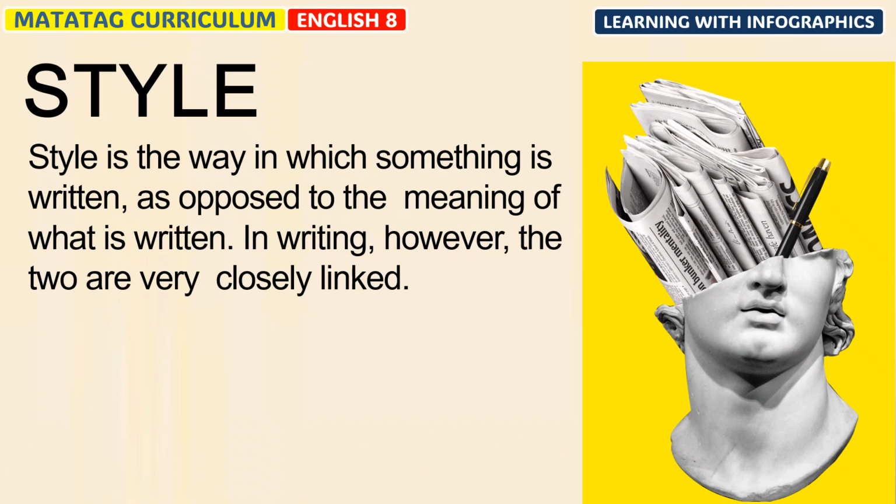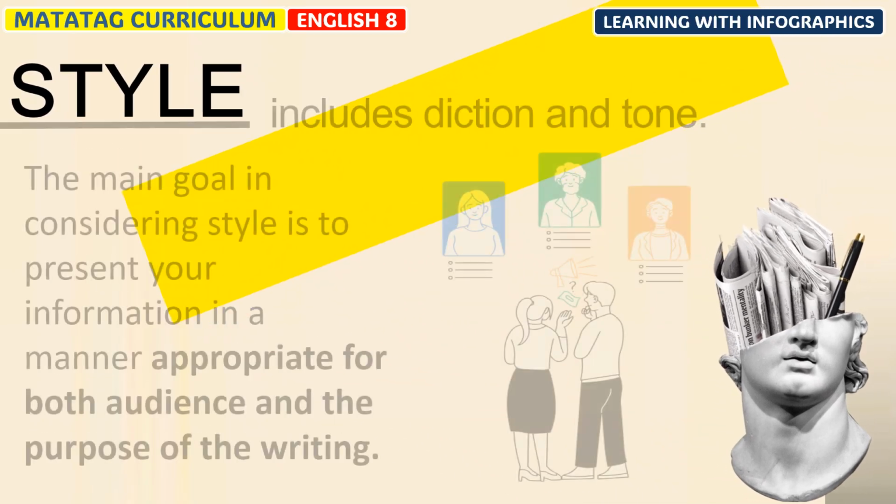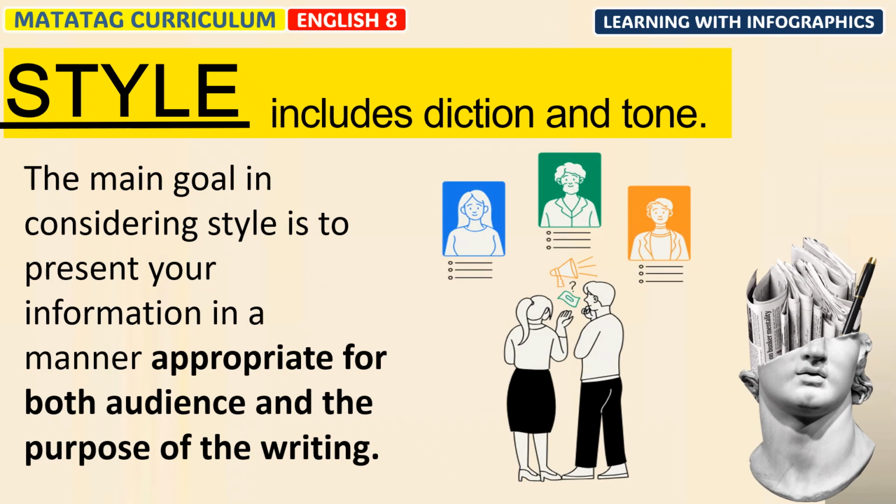Style is the way in which something is written, as opposed to the meaning of what is written. In writing, however, the two are very closely linked. As the package for the meaning of the text, style influences the reader's impression of the information itself. Style includes diction and tone.